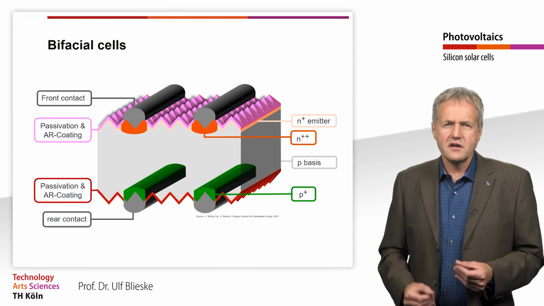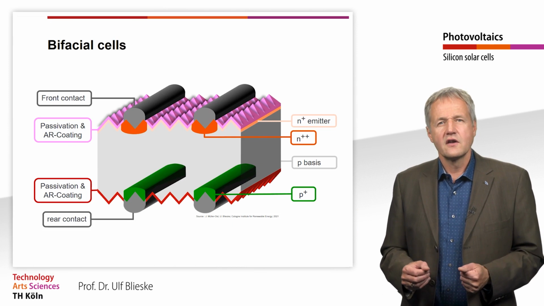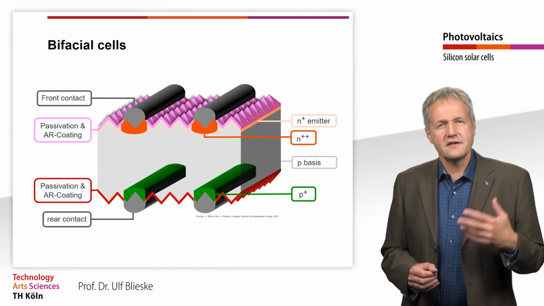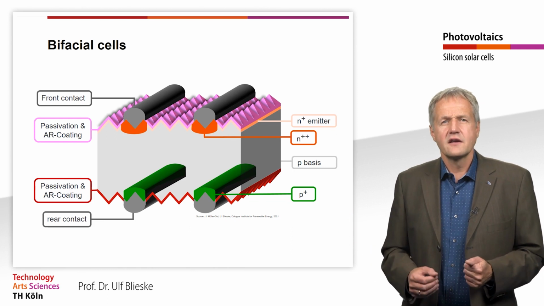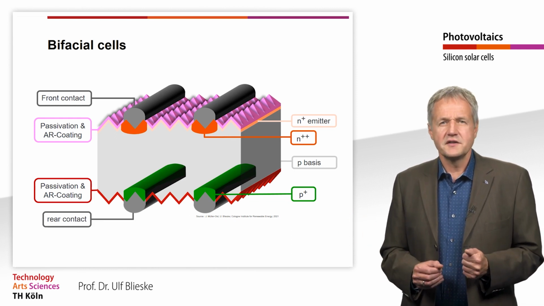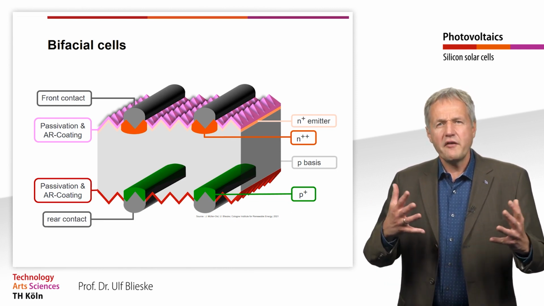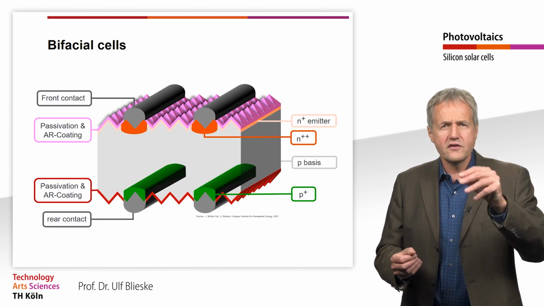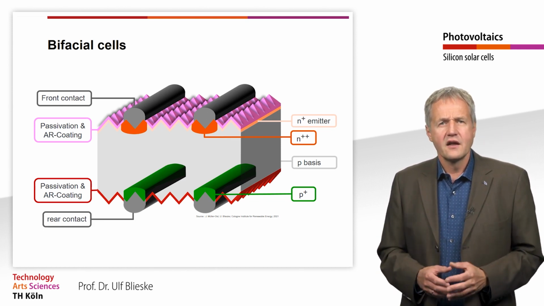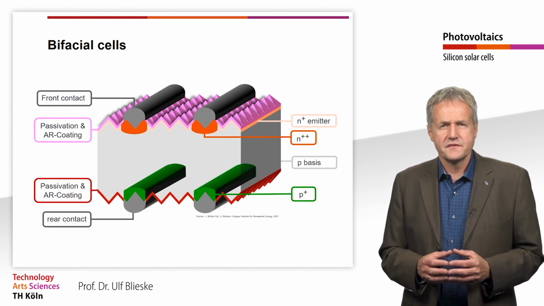The PERC structure now also enables the so-called bifacial solar cells without any problems, as it does not contain a full surface rear side as previous solar cell designs with a full surface aluminum contact. Bifacial solar cells can convert sunlight falling on both the front and the back of the solar cell into electricity.